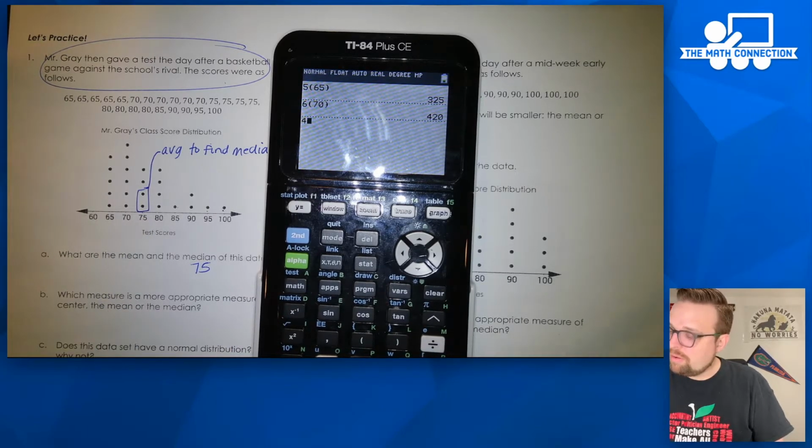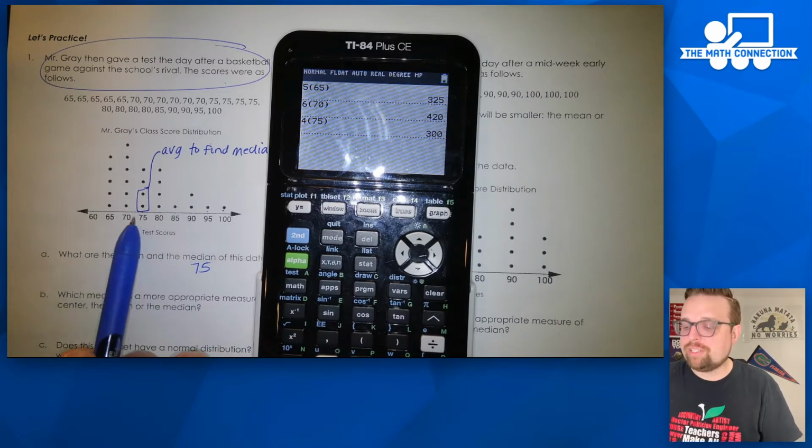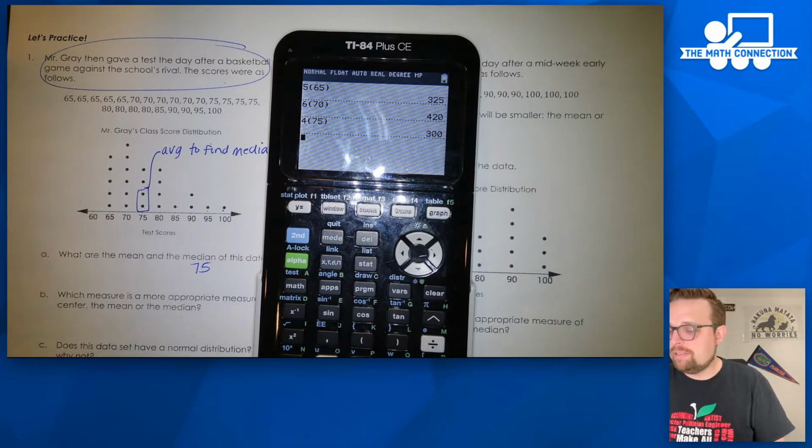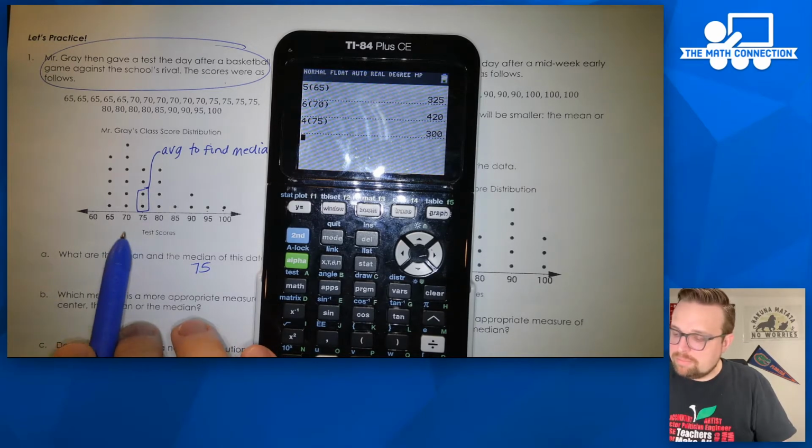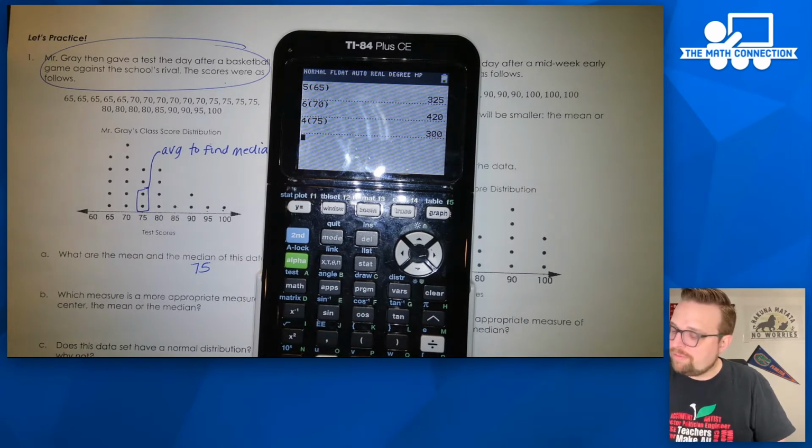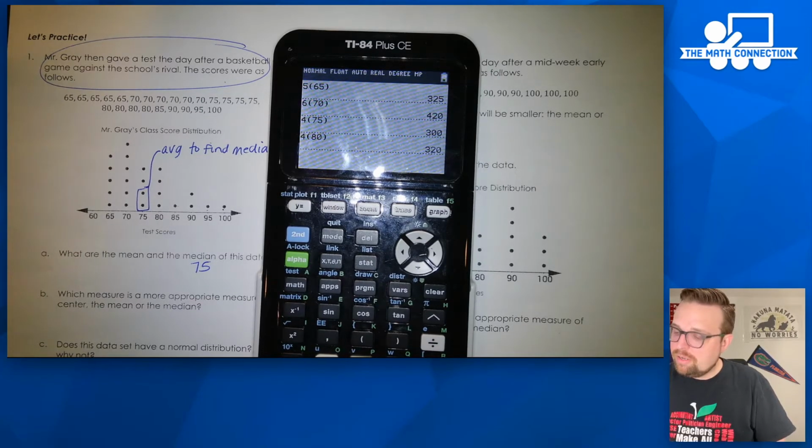And we have 4 75s, because I'm thinking the average is actually going to be a little less than 75. It's not going to be at the same point as the median. What did I just do? 75. So we have 4 80s. We have 1 85. We have 2 90s.